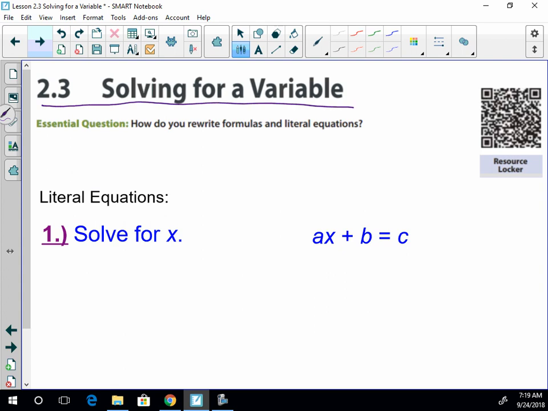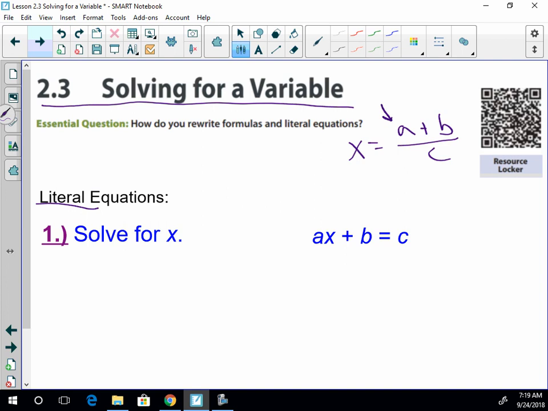All right, so this is what we're talking about. We're calling this solving for a variable. These equations we're going to talk about today are called literal equations. Literal equations are equations that don't necessarily have numbers in them, and you don't get a numerical answer. You don't get an x equals 2. You'll get something like x is equal to a plus b divided by c, and that's okay.